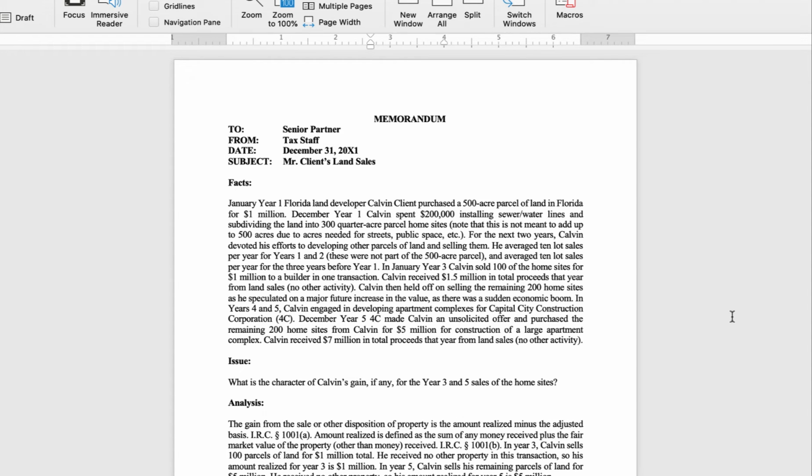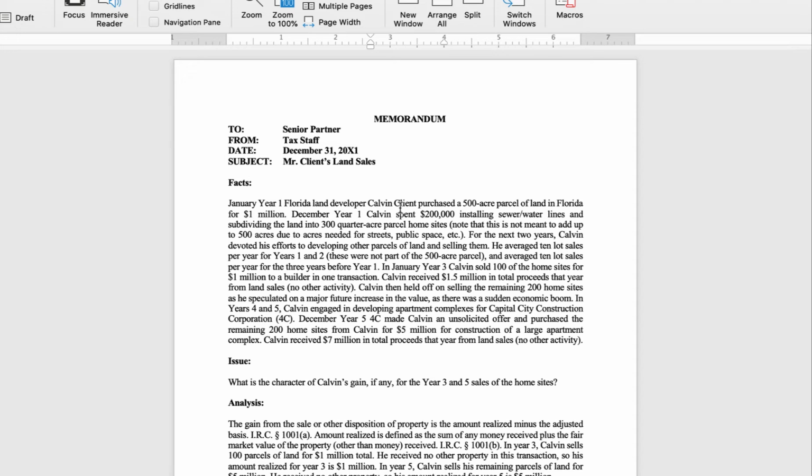All right, so here's our memo. This is our factors memo that we completed, and we've got senior partner, tax staff, date is December 31st, 20X1, and the subject is Mr. Client's land sales. So I'm just going to read through the facts with you so you have an idea of what actually happened. I'm not going to read the entire memo. It's an 8-page memo. This was a long memo that we did together. This is the one where we went through the different factors tests related to whether the sale of property to Calvin Client, Mr.